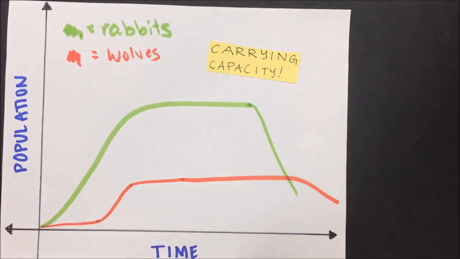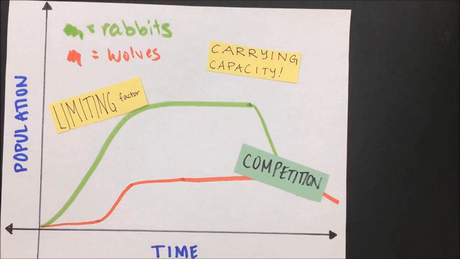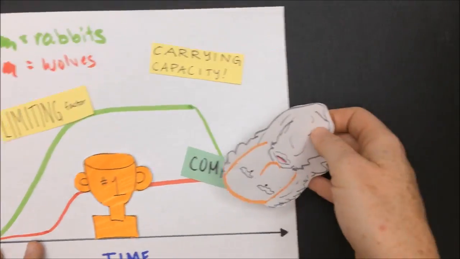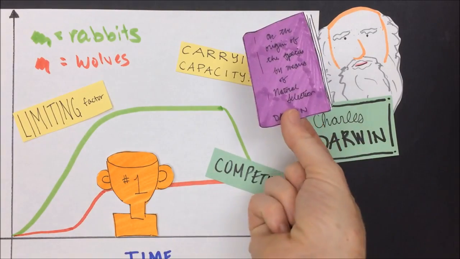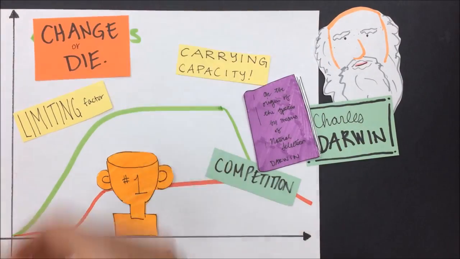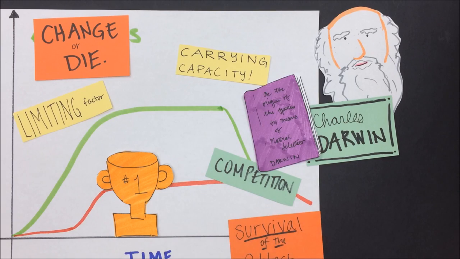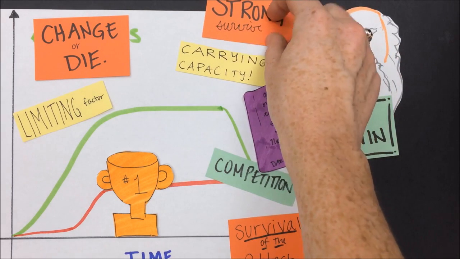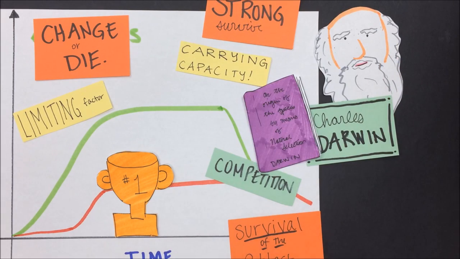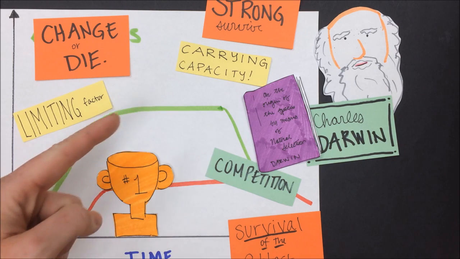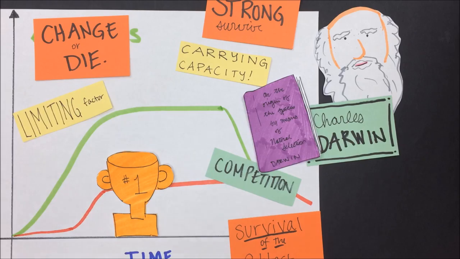These ideas of carrying capacity, limiting factors, and competition harken back to what we learned about Charles Darwin and his theory of natural selection. This idea of change or die, or survival of the fittest, or only the strong survive, is really relevant to our studies in ecology. Only the organisms that can get enough resources and live to see another day will reproduce.